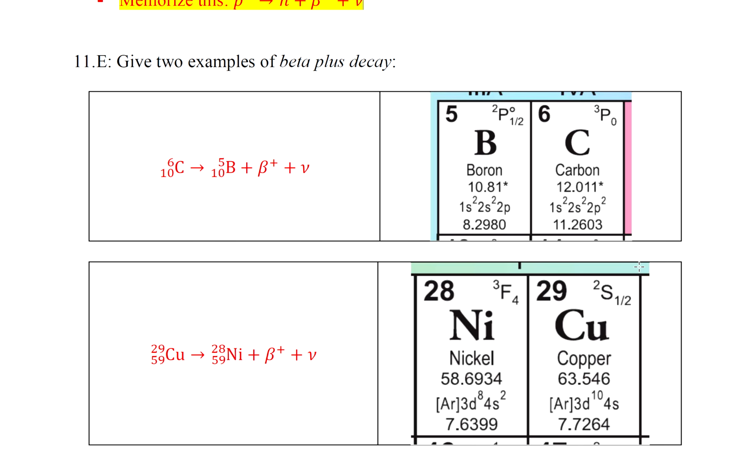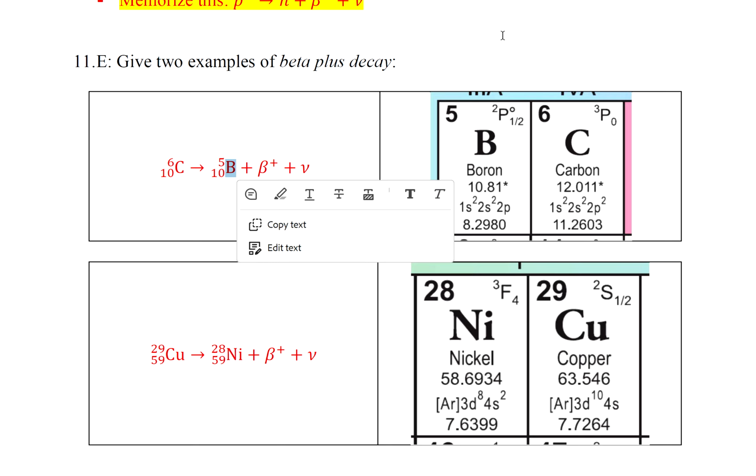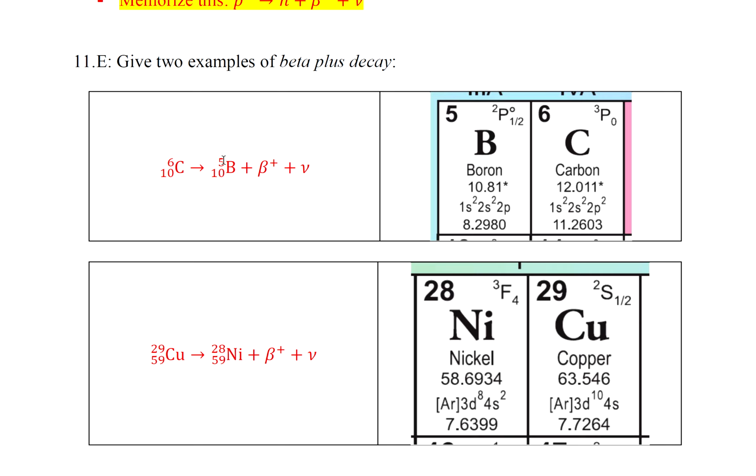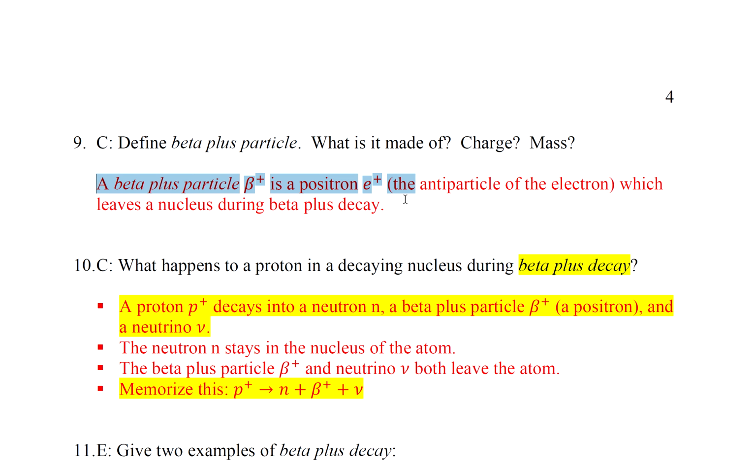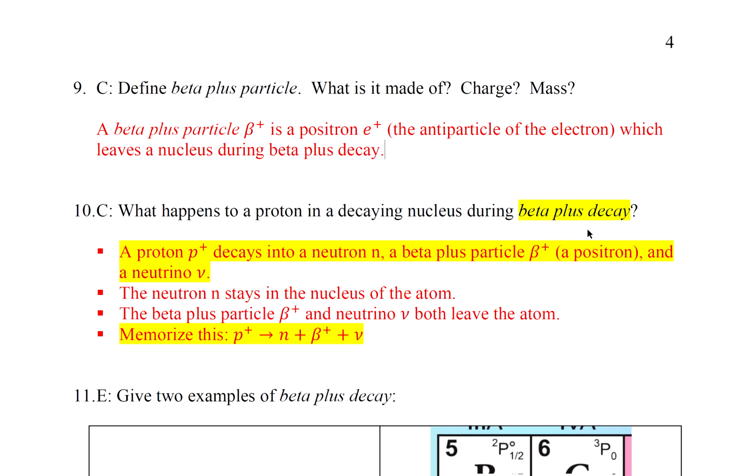So question 11, give 2 examples of beta plus decay. Carbon, which has 6 protons, becomes boron, which now has 5 protons. And a beta plus particle leaves the nucleus, and also a neutrino leaves the nucleus. What is a beta plus particle? Well, we just learned it here. It's a positron. It's an antiparticle of the electron.